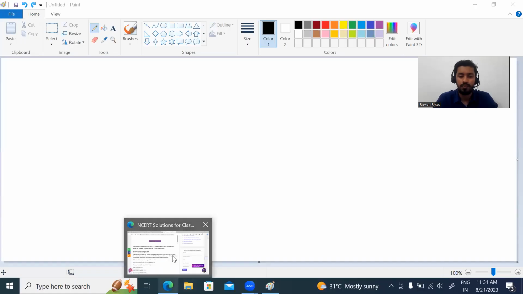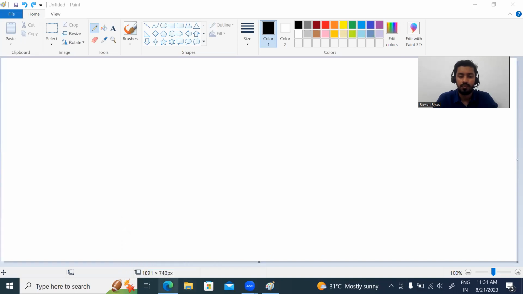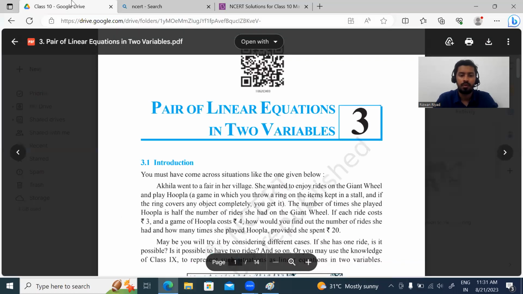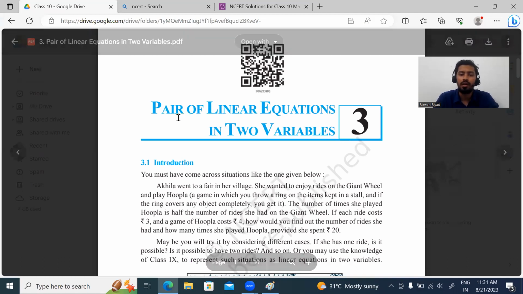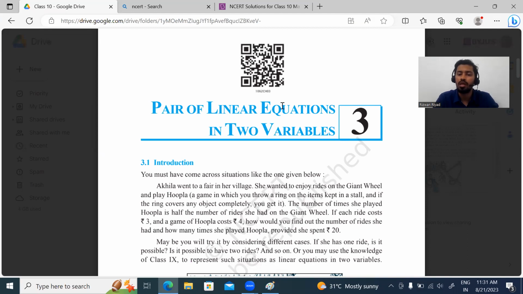You can see here, yes, this is our chapter 3, pair of linear equations in two variables. This name contains many terms, or many concepts are hidden in this heading. It is talking about pair, linear equations, and also variables, two variables. Many such things are there, so let's discuss each one.